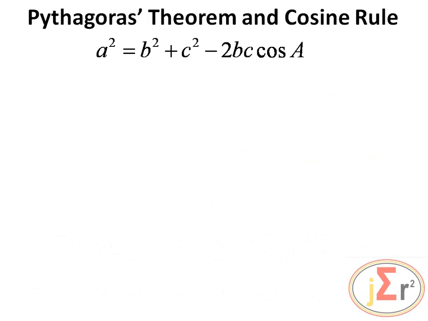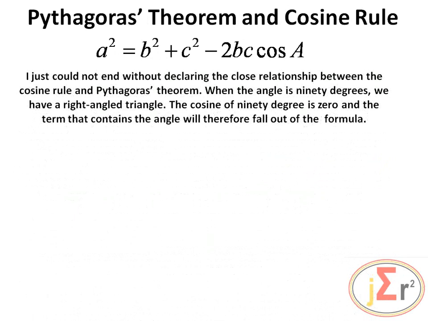Pythagoras' theorem and the cosine rule. So here we have a formula that expresses the cosine rule. I just could not end without declaring the close relationship between the cosine rule and Pythagoras' theorem. When the angle is 90 degrees, we have a right angle triangle. The cosine of 90 degrees is 0, and the term that contains the angle will therefore fall out of the formula. So let us see how it does that.